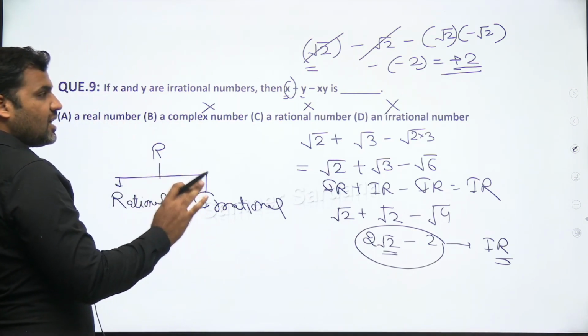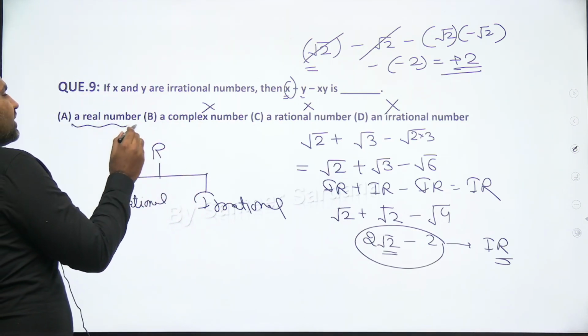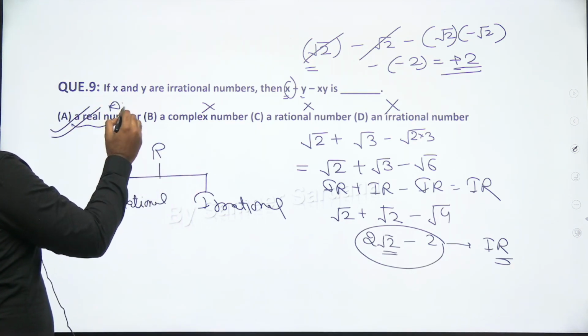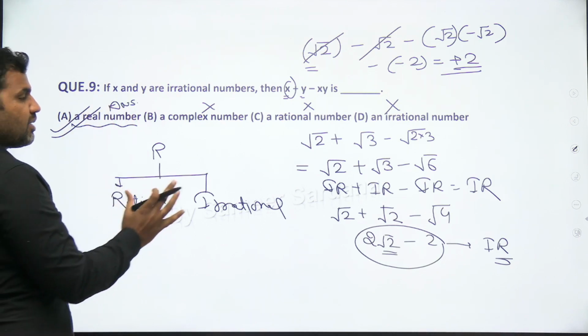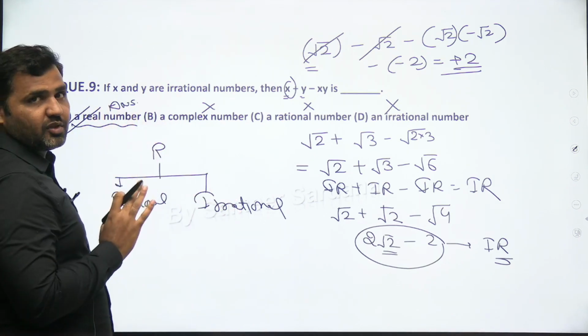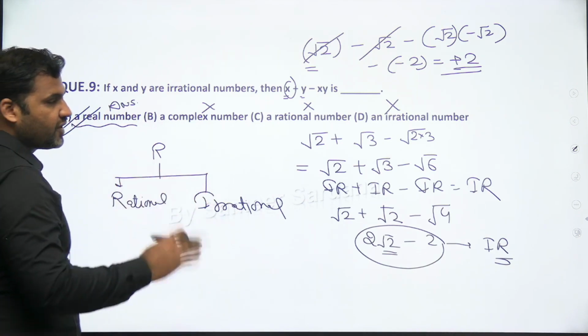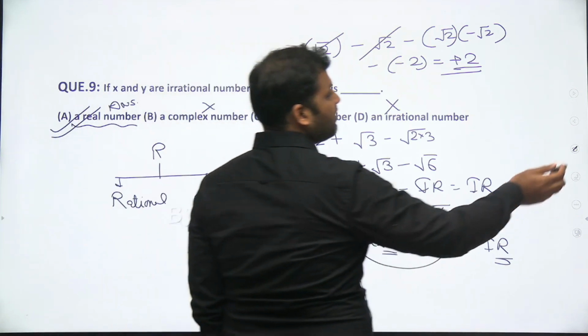So guys, your best answer to pick is real number. That means x plus y minus xy can be a real number, right? Rational and irrational numbers are both called real numbers. All real numbers can be classified into two parts, rational and irrational, which we studied in the first part. That's question number 9 for you guys.